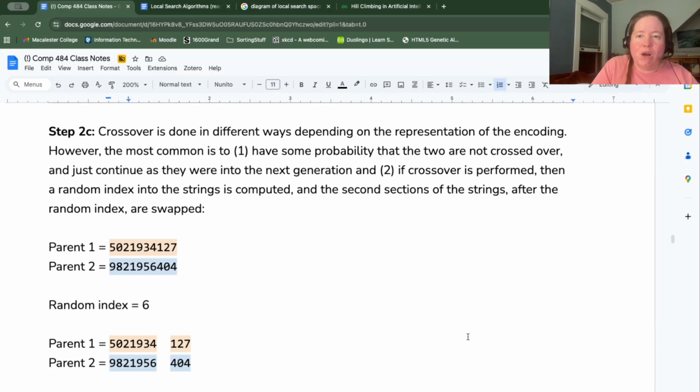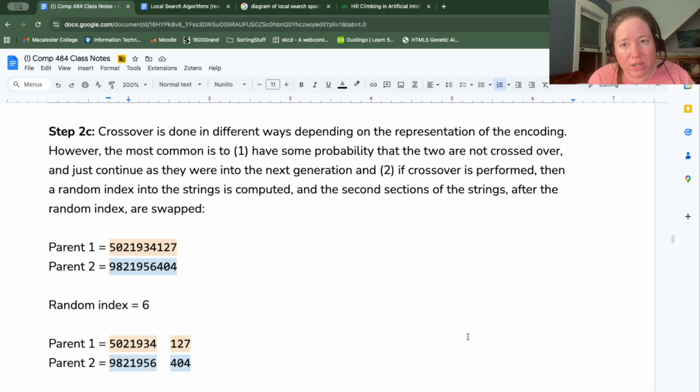All right, so the most common way that you do crossover is, first of all, you have some probability that you don't do crossover, that the parents just continue on into the next generation intact as themselves, or maybe with some mutation applied, but without doing any crossover. That just allows us to preserve good individuals as is with some likelihood. But most of the time what we want to do is to cross them over.